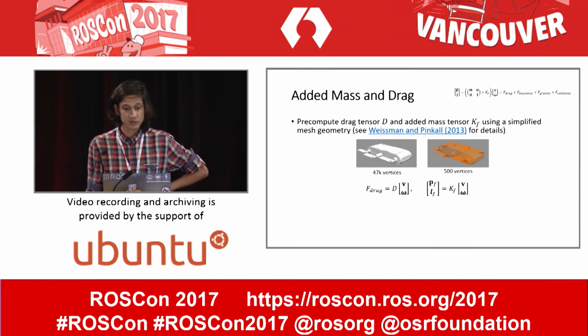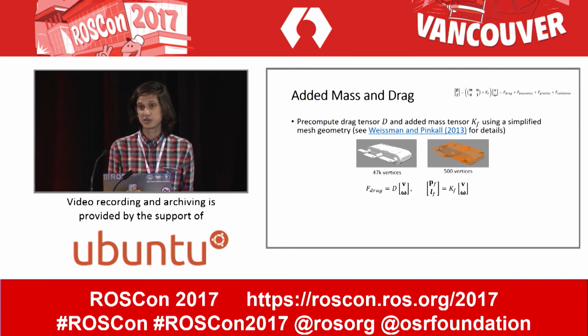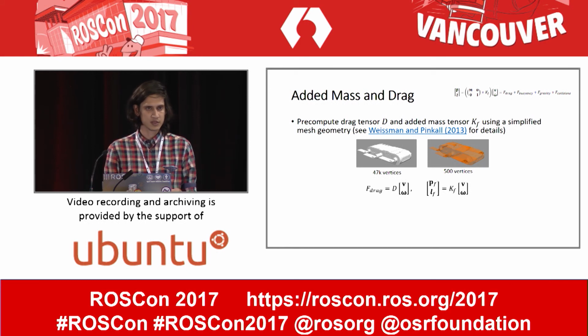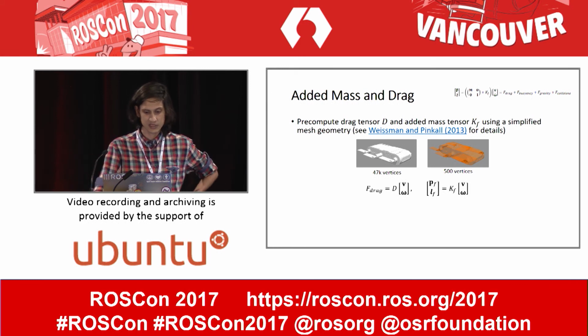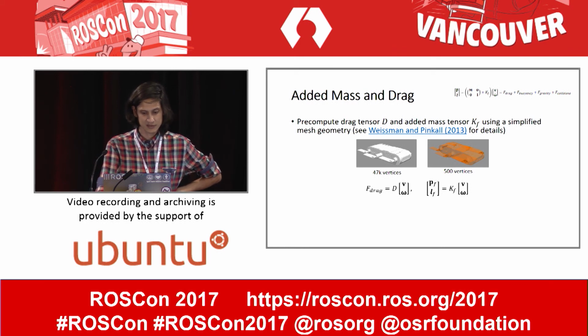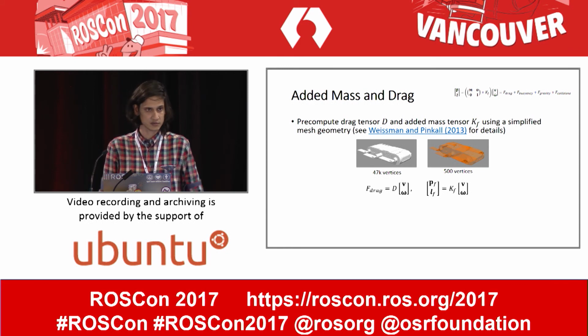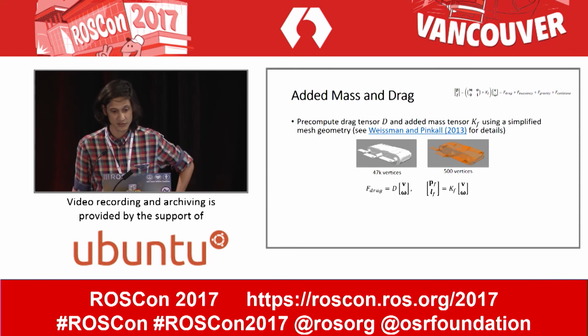For added mass and drag, we take the collision geometry of each link. The collision geometry, in our case, is a really simplified version of the visual geometry, about 1% of the vertices. Then we can pre-compute 2 matrices, which are essentially linear relationships between velocities and forces. One is the drag tensor. It's just drag times velocity, and it produces some force in the opposite direction of the displacement. So it models the hydrodynamic drag.